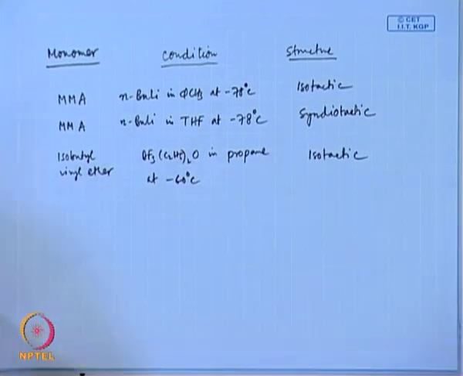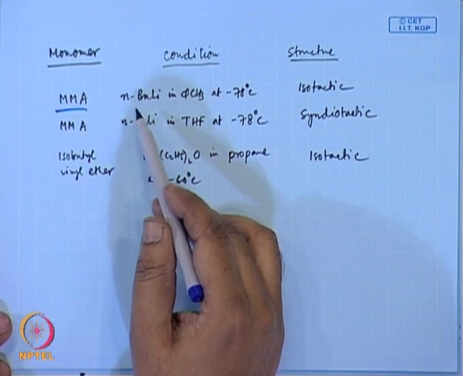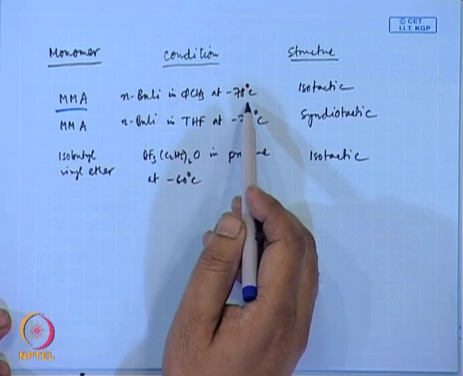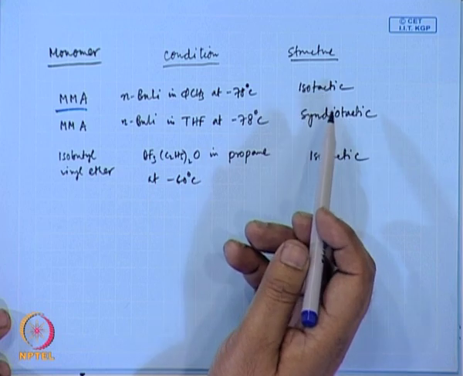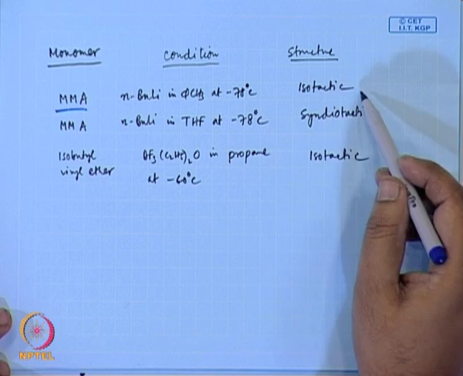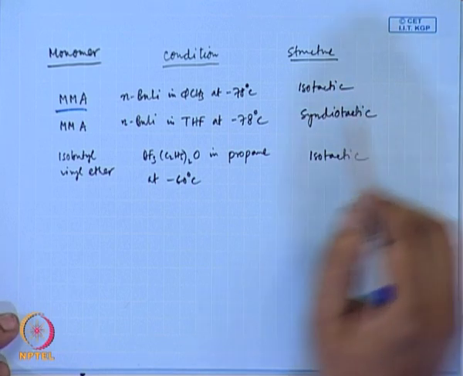So, if we look at some data, let us consider methyl methacrylate with normal butyl lithium in toluene at minus 78 degrees centigrade. That is the example I gave in the last page, that will produce isotactic polymethyl methacrylate.